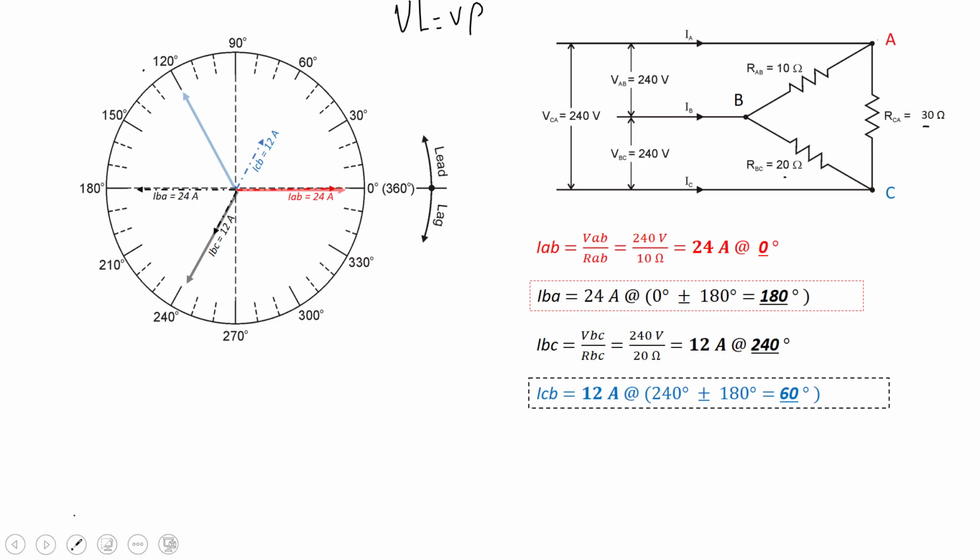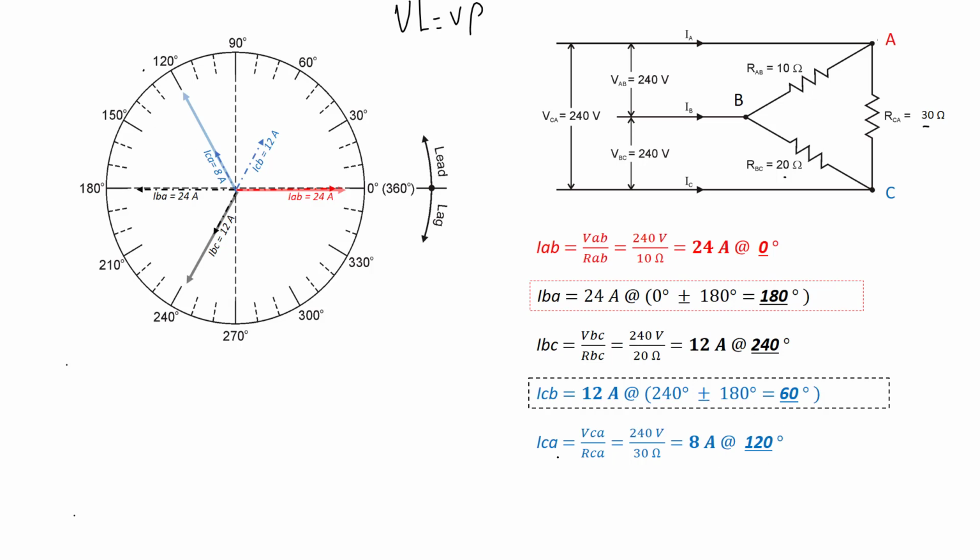The next vector is ICA. ICA is equal to voltage CA, which is 240 volts, divided by the resistance CA, which is 30 ohms. That comes to 8 amps. Because it's a resistor, the phase current in CA stays right in phase with phase voltage CA. So I have to plot that right at 120 degrees. ICA.